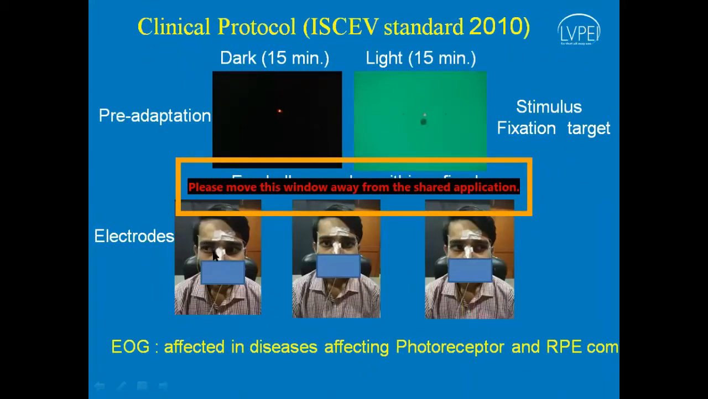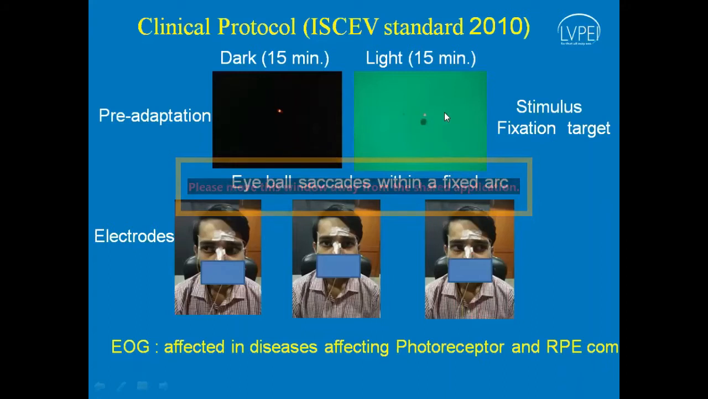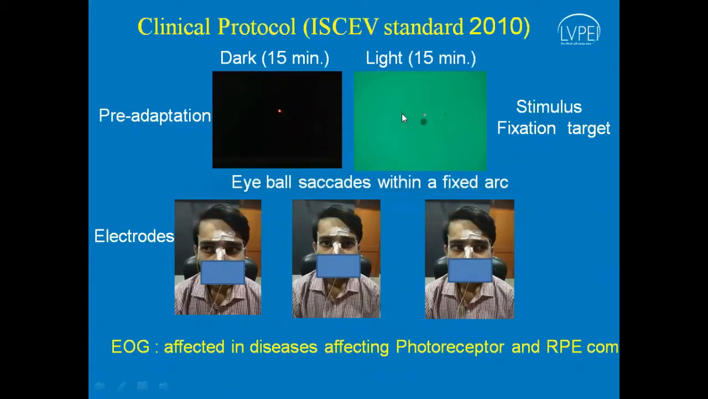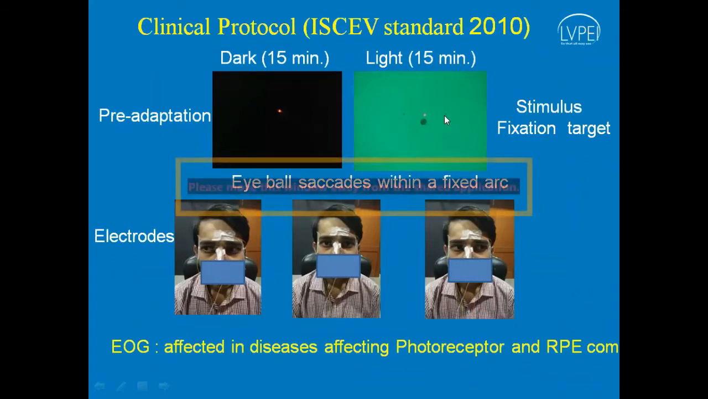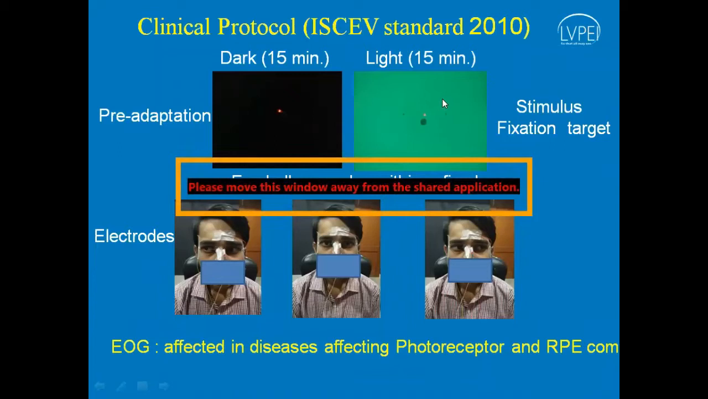The active electrodes are put on either side of the eye, and for the subject, there is a central fixation target as well as 2 more targets 15 degrees apart. So the eyeballs make rotatory movements to either of these fixation points, and this test is done for 15 minutes in the dark and 15 minutes in the light, with some rest at every test.